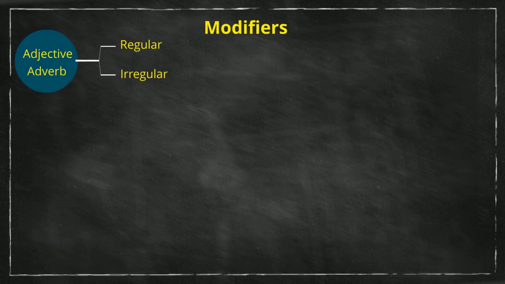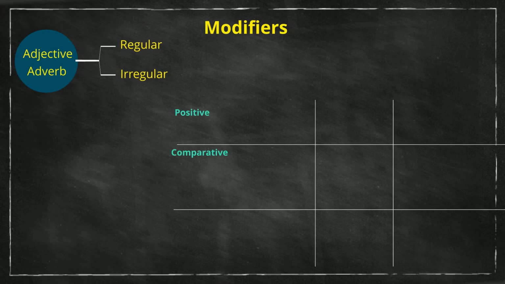Adjectives and adverbs can be regular or irregular, depending on how their comparative and superlative degrees are formed. The comparative and superlative degrees of most adjectives are formed regularly. 2 rules govern the formation of regular modifiers. The first concerns modifiers of 1 or 2 syllables, and the second concerns modifiers of 3 or more syllables.